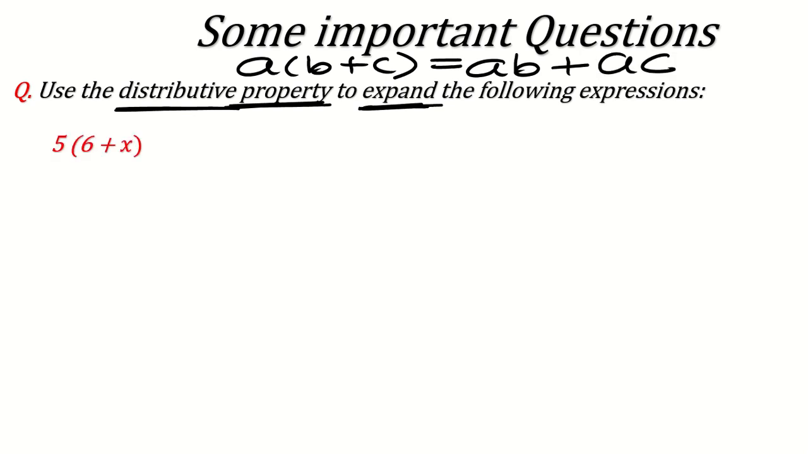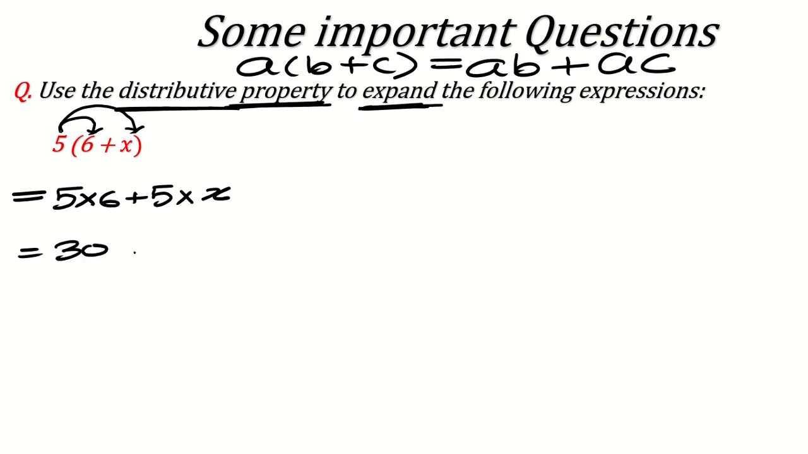Let's see what the question is. Question is 5 times (6 plus x). It's very easy for you to understand. See, I told you, when 5 goes in, first it will go to 6. So 5 multiplied by 6 plus, and then it will go to x also. So 5 multiplied by x. 5 multiplied by 6 means 30 and 5 multiplied by x means 5x. This is the answer. See how simple this is to calculate.